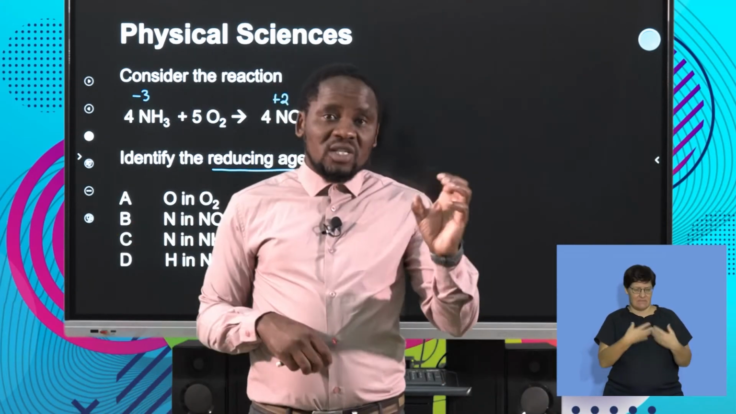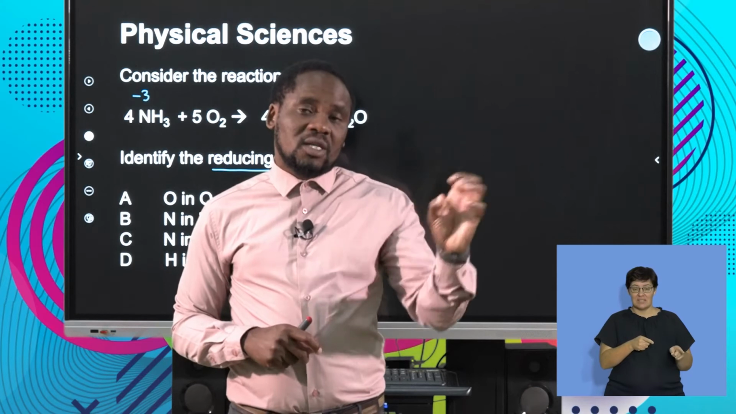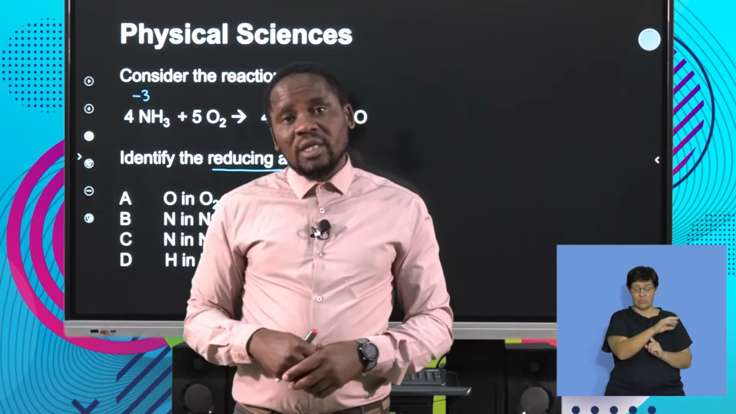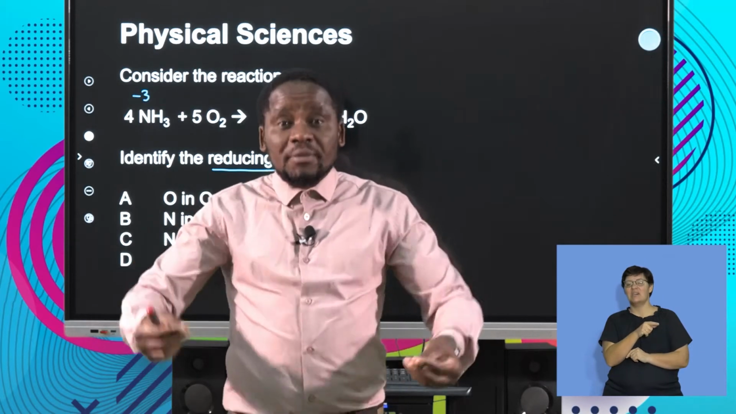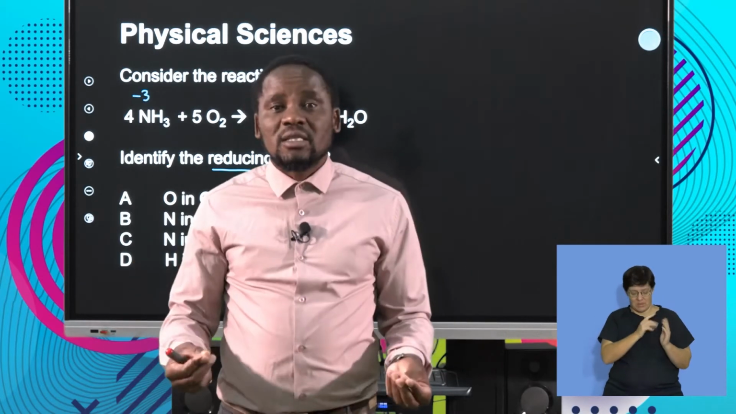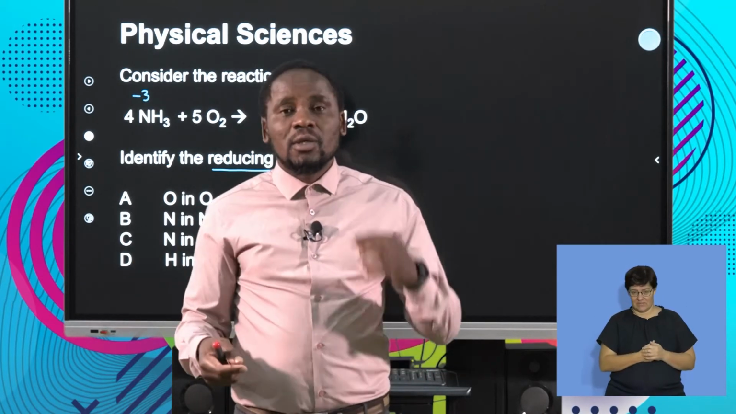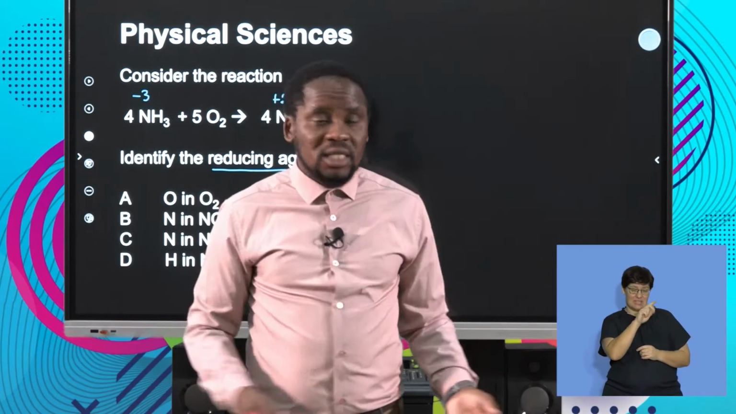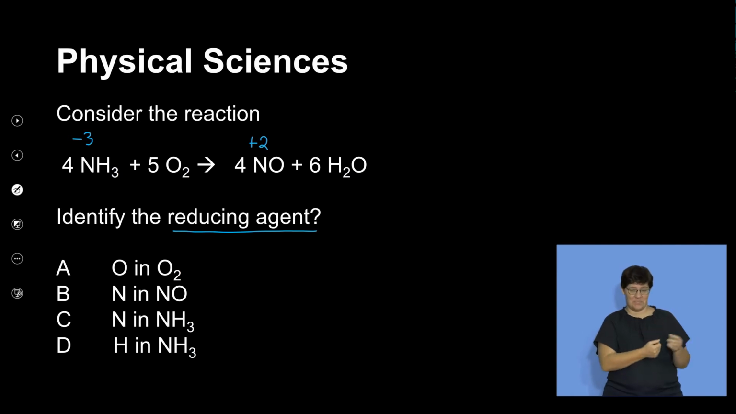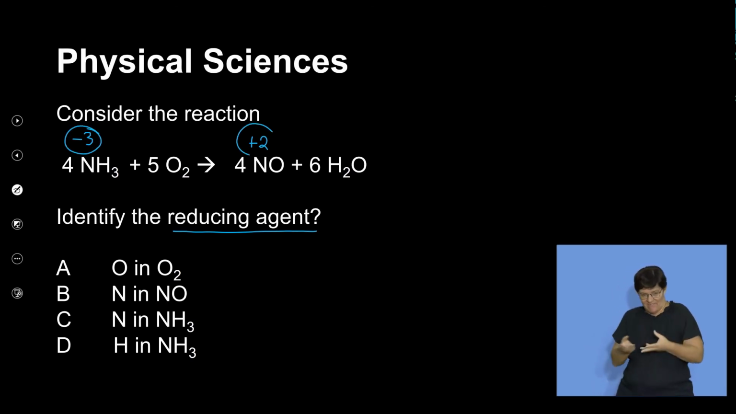So a change in oxidation number from -3 to +2 is an increase in terms of the oxidation number. So a substance that actually undergoes an increase in oxidation number becomes your reducing agent because it undergoes oxidation. Right. So in this case, the nitrogen in ammonia is actually our reducing agent because we are keeping track of the change in oxidation number.